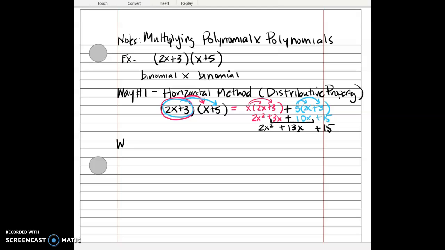Let's look at way number 2. We just did the horizontal way. Let's look at the vertical method. It's literally like multiplying like we did yesterday.